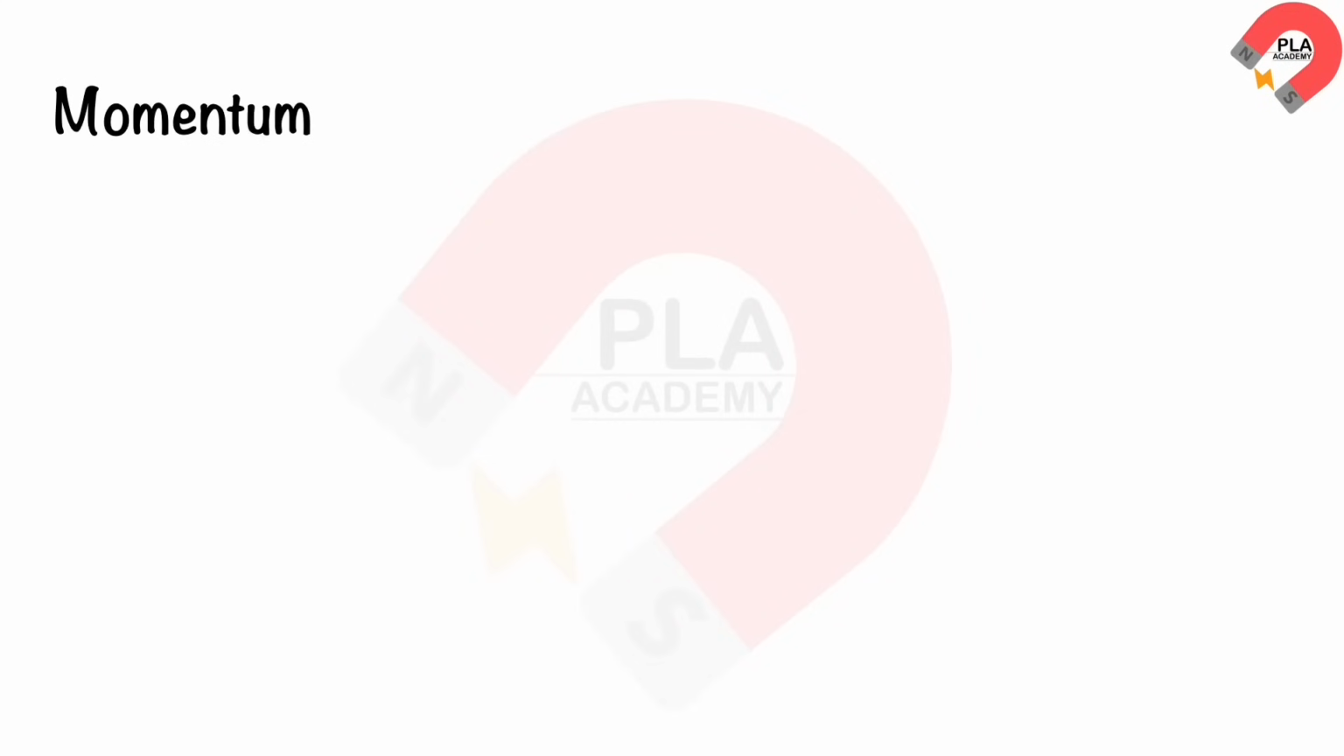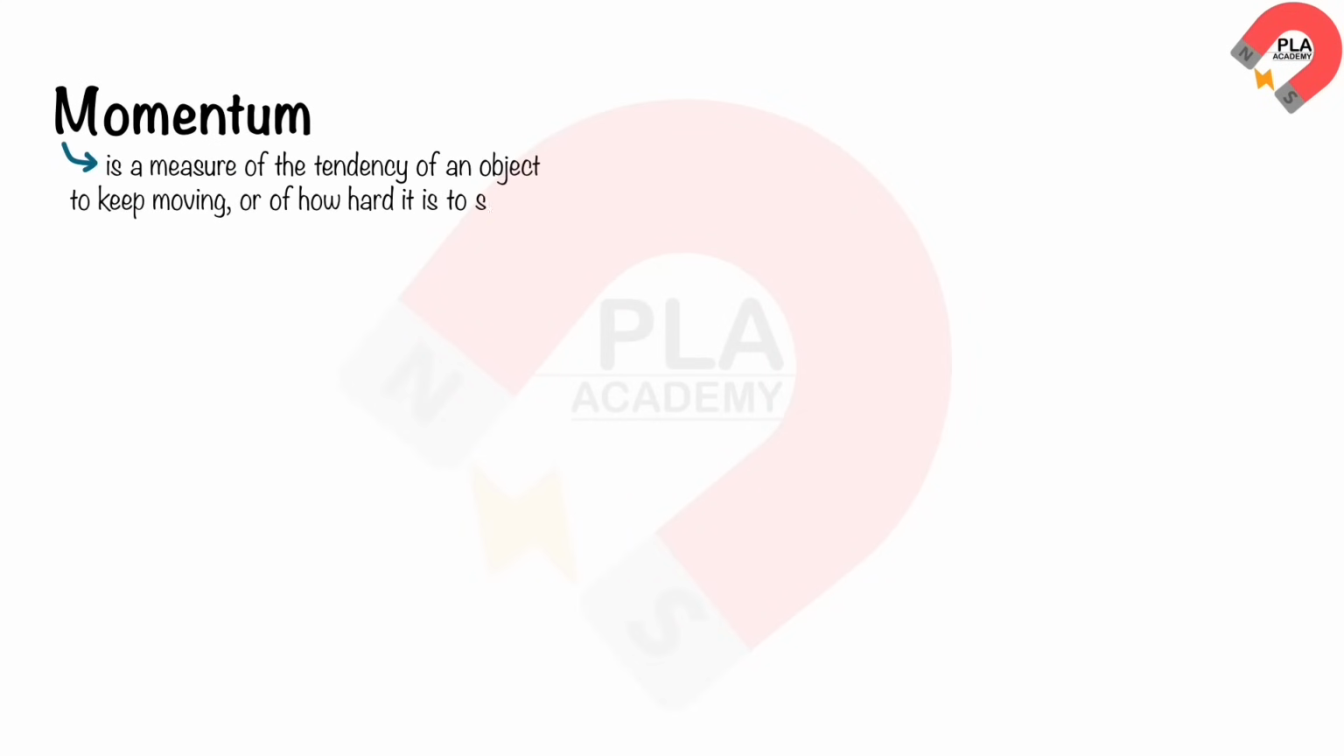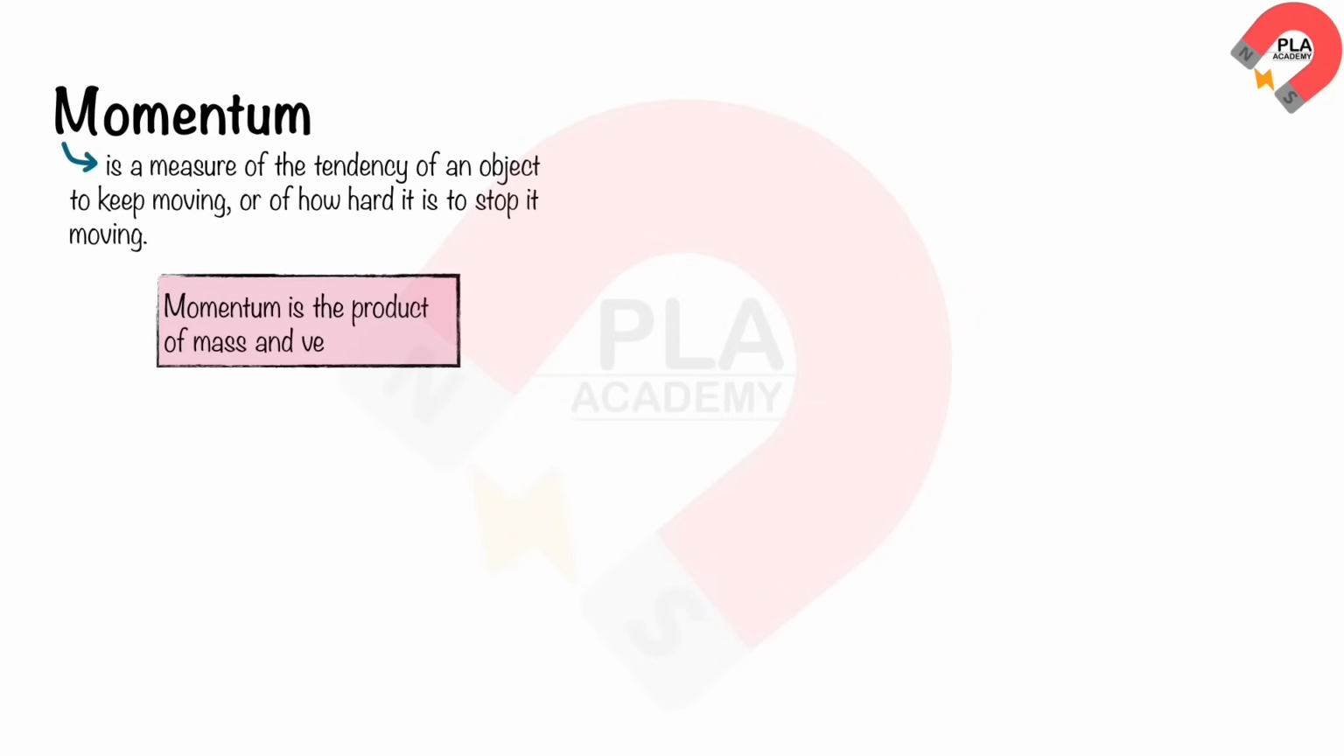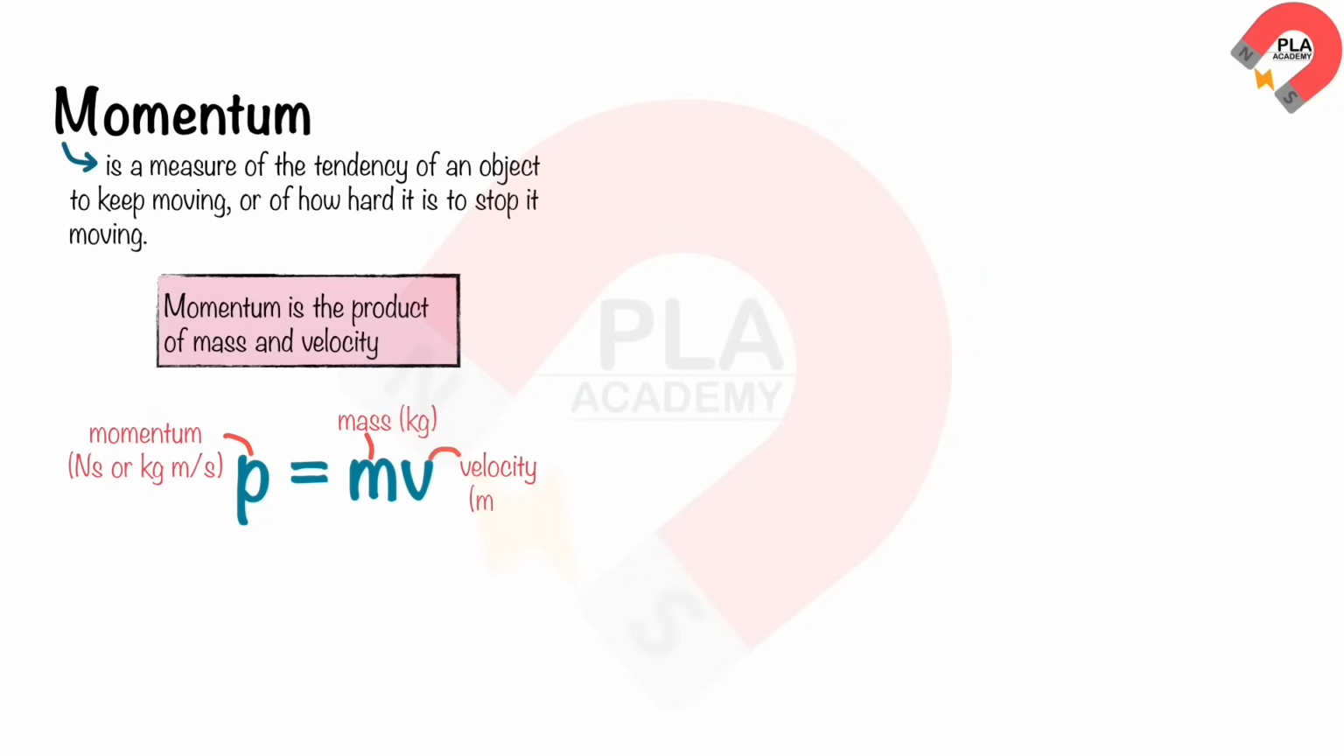Momentum is a measure of the tendency of an object to keep moving, or of how hard it is to stop it moving. Momentum is defined as the product of mass and velocity. We can write the equation of momentum as P equals mv, where P is momentum in newton second or kilogram meter per second, m is mass in kilograms, and v is the velocity in meters per second.